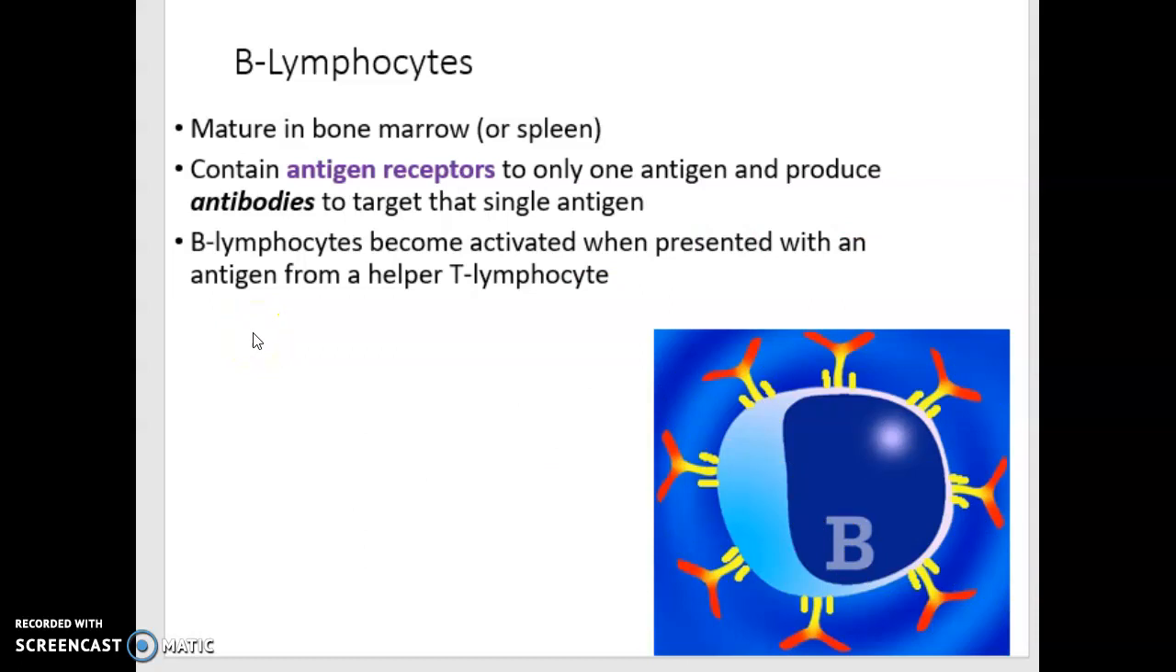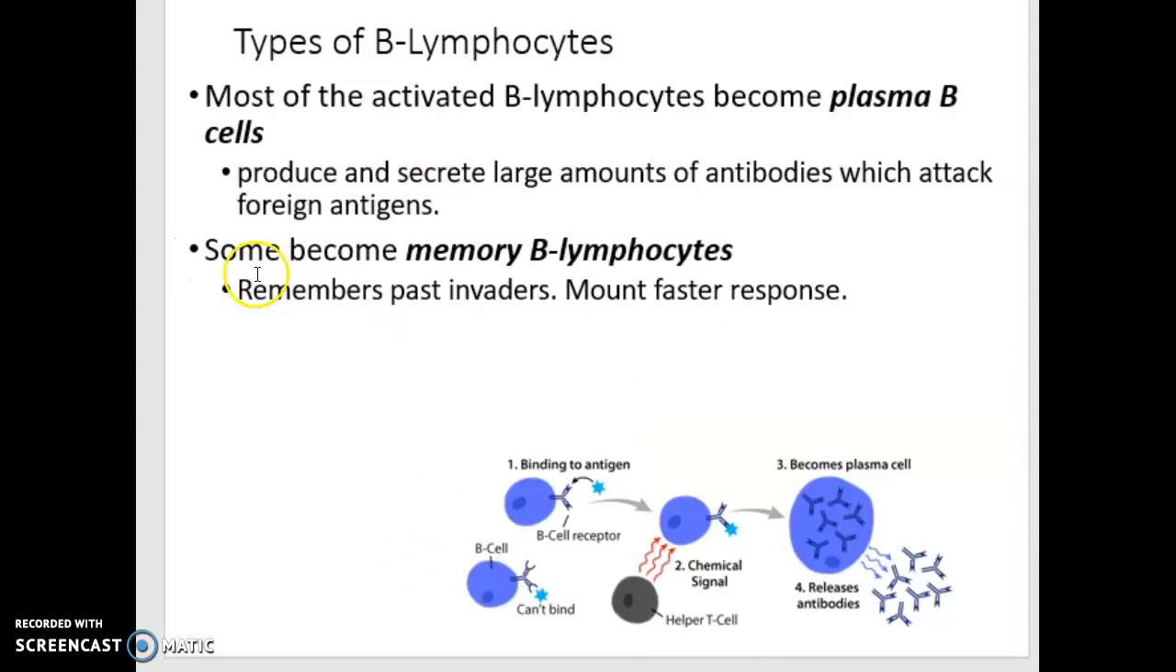Now, once they become active, they start to divide, and they're going to form two types of cells. Long-lived memory B lymphocytes and short-lived plasma B lymphocytes. And these are often called plasma cells. Memory B cells look for past invaders. So in making an antibody, or making a vaccine, I mean, that's what they're trying to do. They're trying to propagate the number of memory B cells and helper T cells for it.